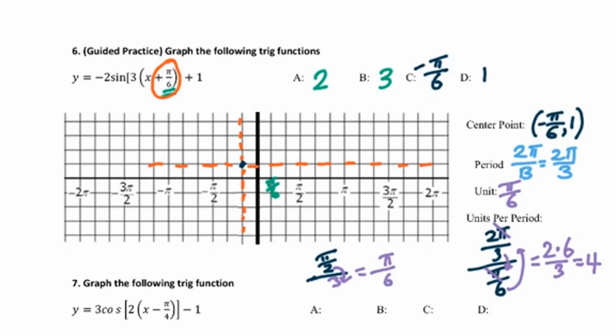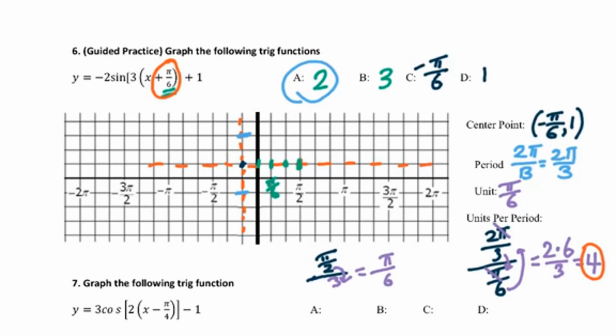Then from this center point, I move to the right 4 units. 1, 2, 3, 4. It's here. Then we will get half of this. That's here. Half again. Half again. Got these labels. Then A, that means from your center point, go up and go down to get the amplitude.